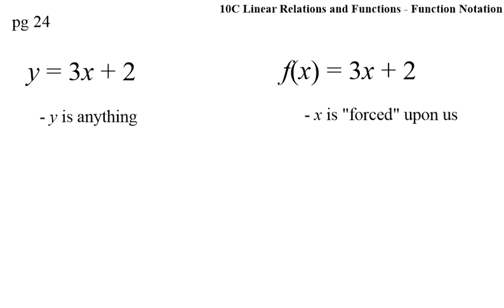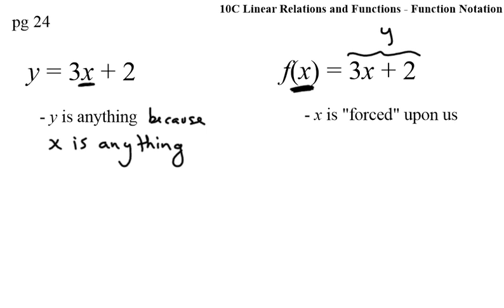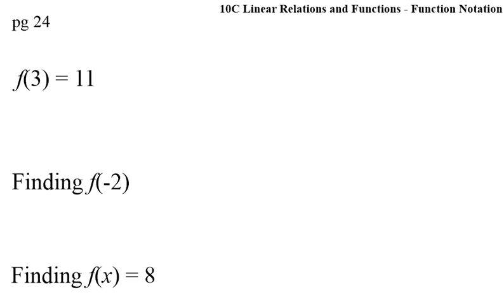Y is anything because, and here's the key part, in this case, x is anything, like I just showed you. Whereas function notation, f at x, is telling you we want you to use whatever this value in brackets is for x. And what you finish with will be your y value. F at x and y are kind of interchangeable. But function notation forces an x upon us. Easiest way is to start to take a look at what it looks like.